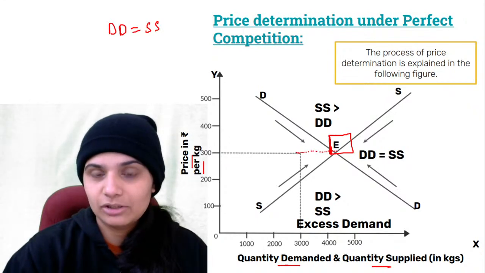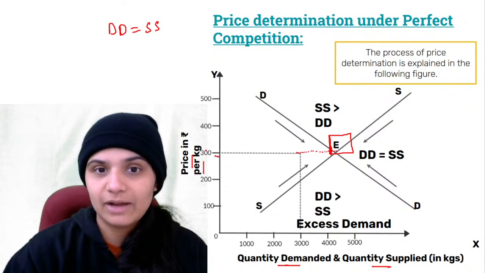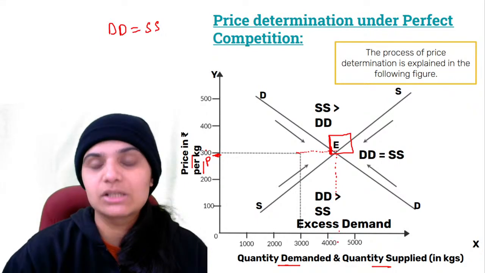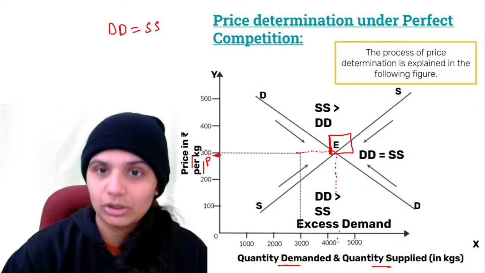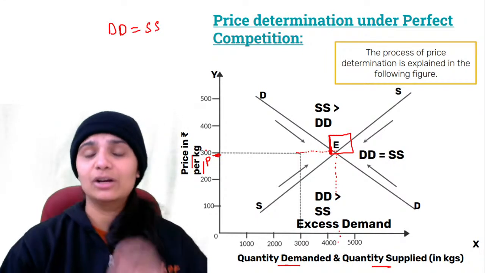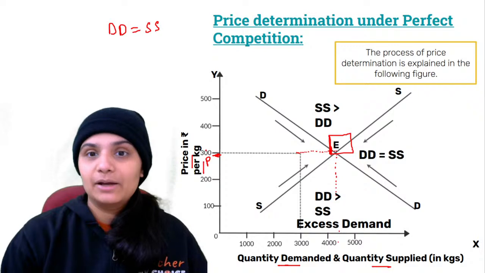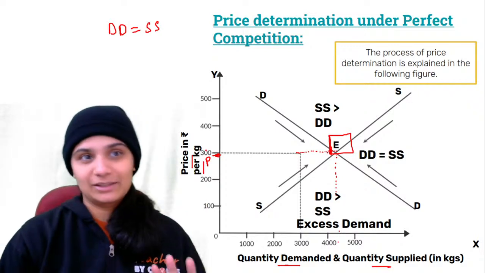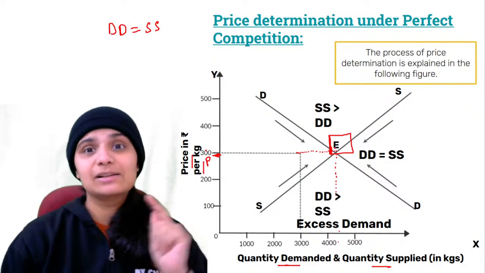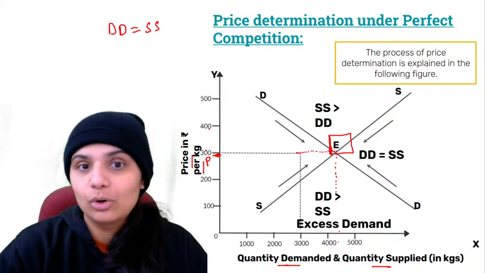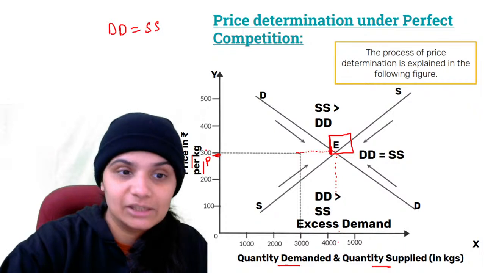Okay. Now, if this is equilibrium, just draw a perpendicular on the y-axis. This becomes your price. A perpendicular on your x-axis becomes your equilibrium quantity. Got it? Now we have an equilibrium price and an equilibrium quantity, where everything is just picture perfect. Demand equals supply.